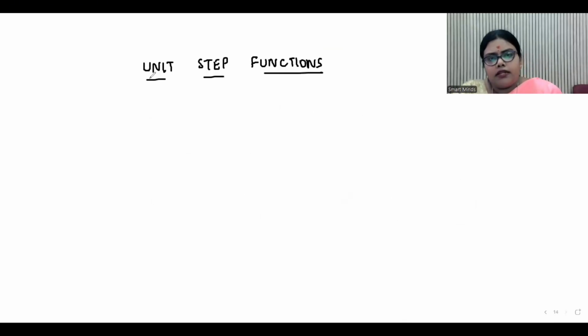Now next, let us move on to the next topic, that is unit step functions. So sometimes it may happen that we come across functions whose inverse Laplace transform cannot be determined by the formulas which I gave you in the list. So to deal with such functions, we have to define this unit step function, which is also called Heaviside's unit function.